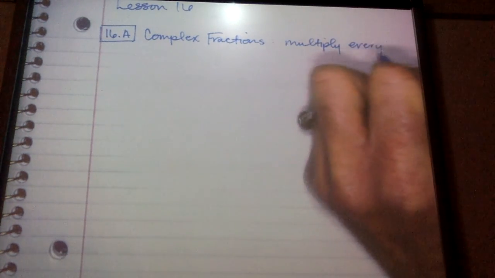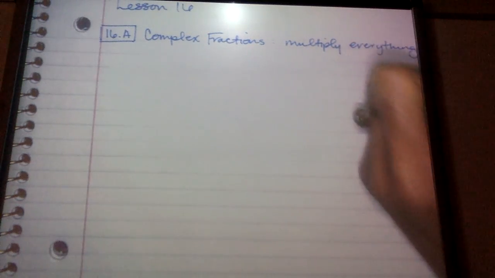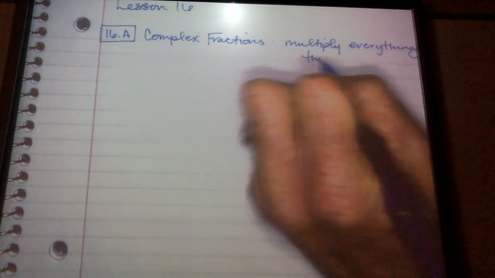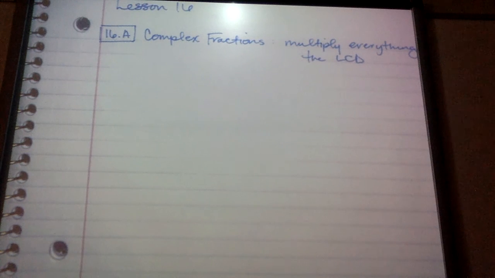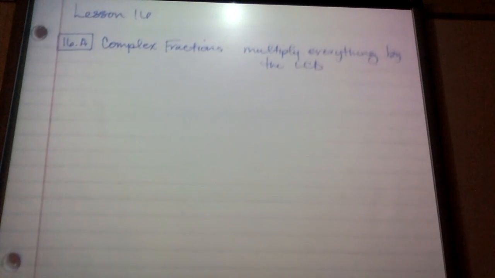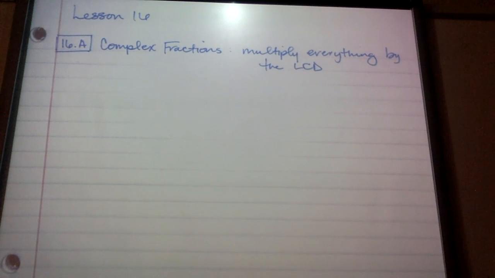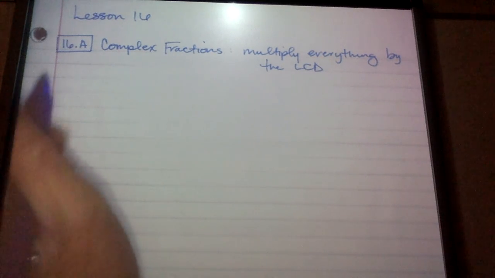Okay, so a complex fraction is when you have multiple fractions within each other. And to solve them, we're going to multiply everything by the least common denominator. Now, we do the same thing when we're solving rationals, when we're adding and subtracting. So it's very common to what we've done before. So we're going to jump right in.